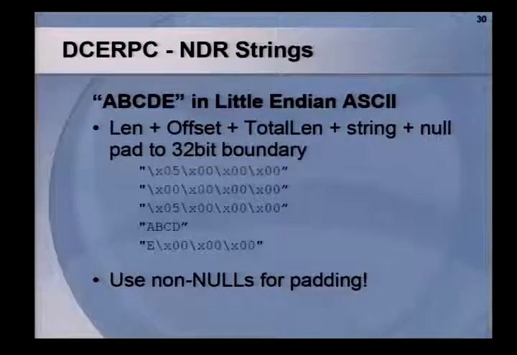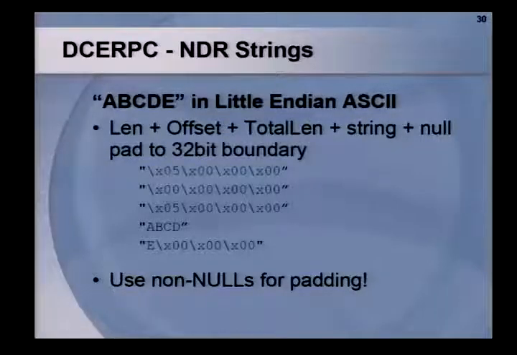Most of the time it's sent as 0, but you can also increase your offset and add in additional junk. And then you send the total length of your data. So if you have an offset, you increment that as well. And then you null pad your data to the 32-bit boundary because NDR is designed to be more portable. And then you're supposed to use nulls for the rest of your padding.